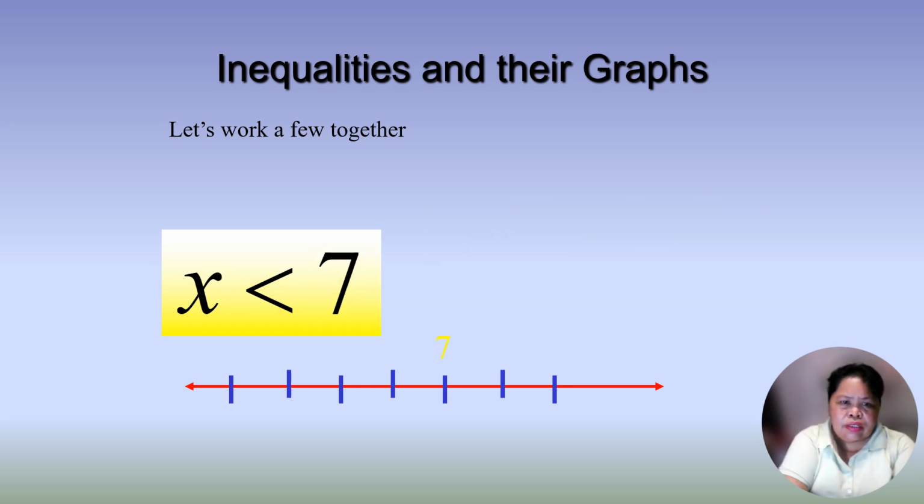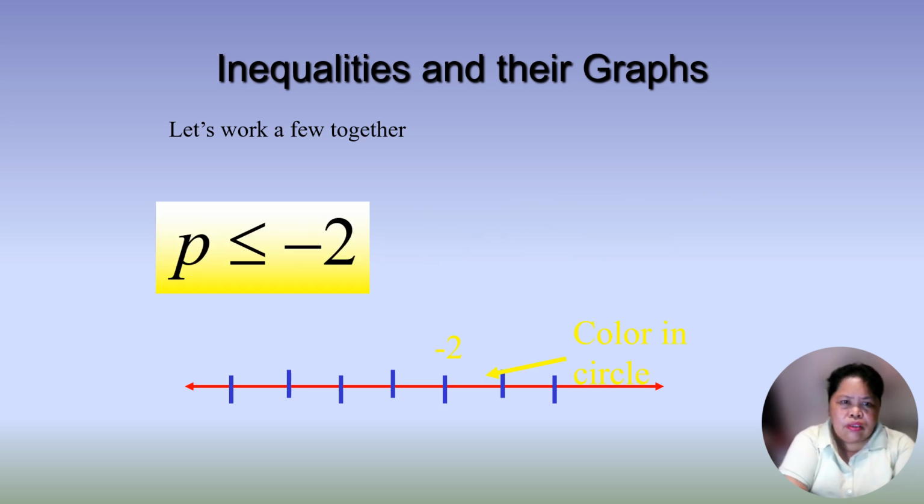Then if x is less than 7, when the variable is on the left side, the sign shows the direction of the solution. This is for lesser numbers. Then if we have here p is less than or equal to -2, we have the colored circle. So this is a closed circle.